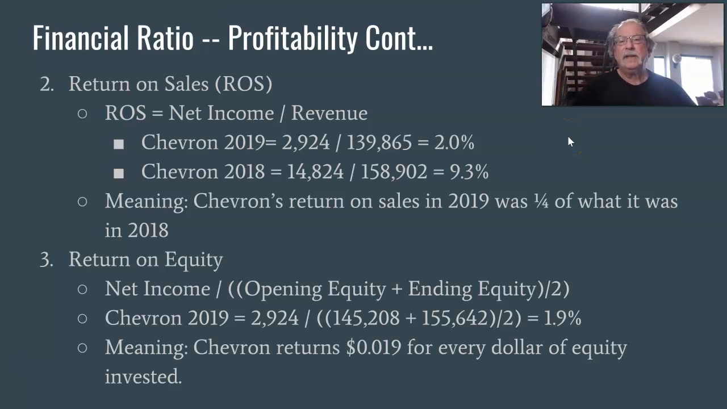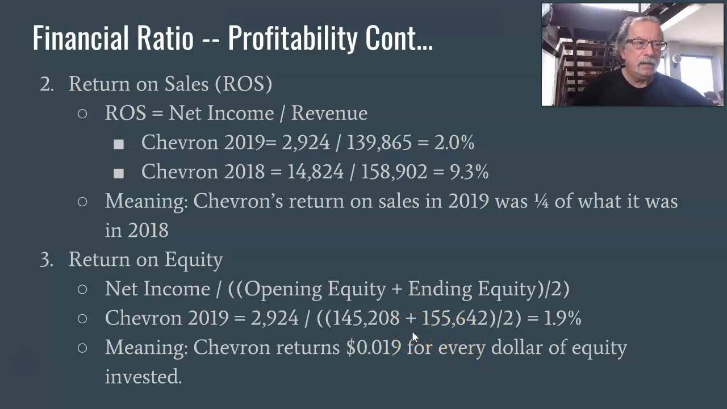Return on equity: net income divided by average equity, averaged from the beginning to the end of the period. This is an important number. This is how much money is effectively returned to the shareholders. That's how much they're earning. It may not be given to them in dividends. It may be reinvested in the company, but that's how much is available. So 2 cents for every dollar of equity, so 2%. Kind of low for 2019.